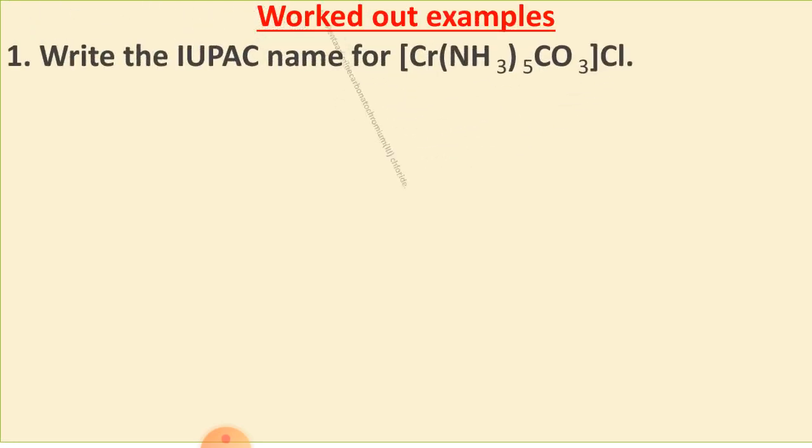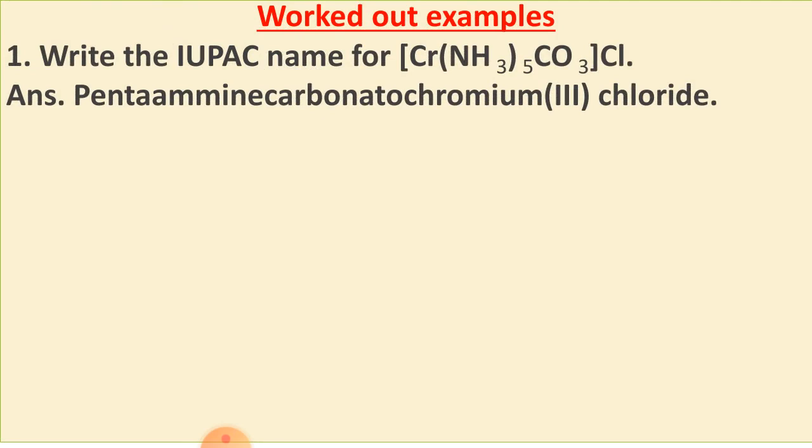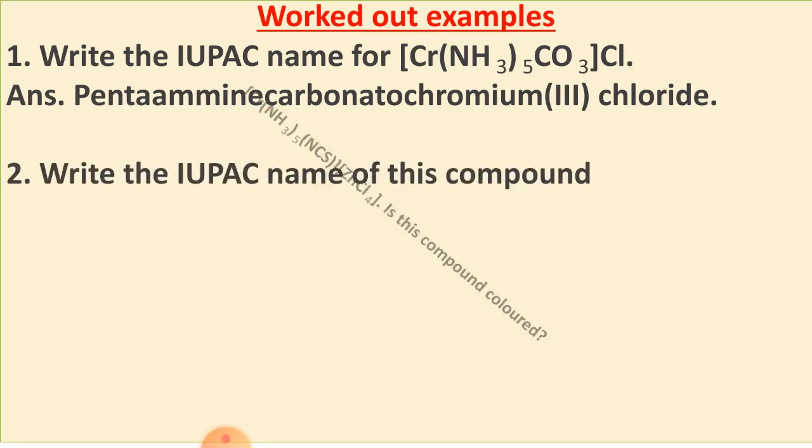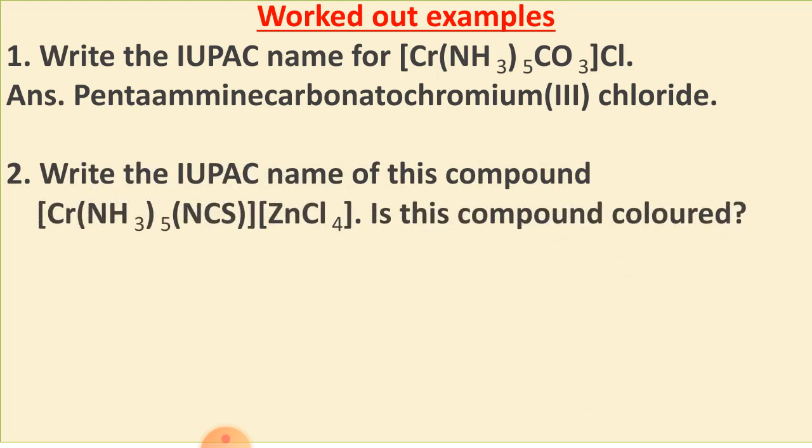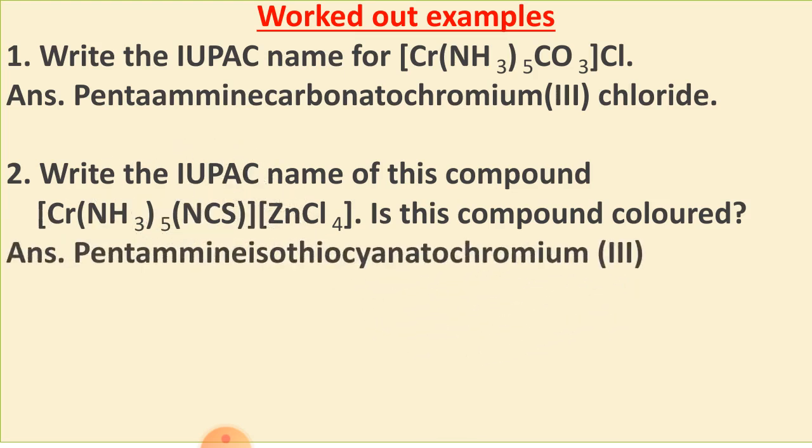Now a worked out example. Write the IUPAC name of [Cr(NH3)5CO3]Cl. So write the name pentaammine. CO3 is known as carbonate, so that's why carbonato, chromium(III) chloride. Then write the IUPAC name of this compound [Cr(NH3)5(NCS)][ZnCl4]. Is this compound colored? So look here: pentaammineisothiocyanato, this is the name of NCS, as I told you in the example of ligands. Then chromium(III). And ZnCl4 is known as tetrachloridozincate(II).